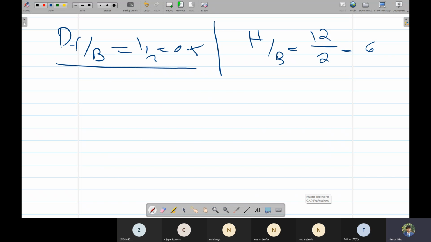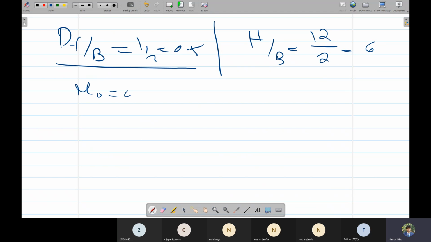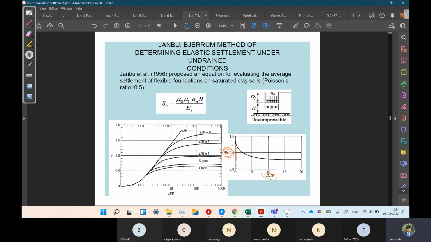So we have Df by B as 0.5. At 0.5 we can move here, here, here. So almost 0.95. At 0.5, we can write mu naught is equal to 0.95. This value gives us mu naught. And for H over B, we get mu 1. So at H over B equal to 6, counting 1, 2, 3, 4, 5, 6, it is almost this.